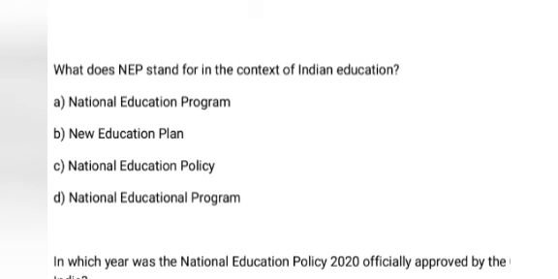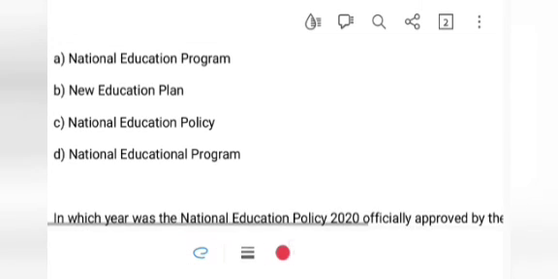So the first question that is with us is, what does NEP, National Education, stand for in the context of Indian education? National Education Program, New Education Plan, National Education Policy, and National Educational Program. So you have seen the options. Number C will be correct, that is National Education Policy.